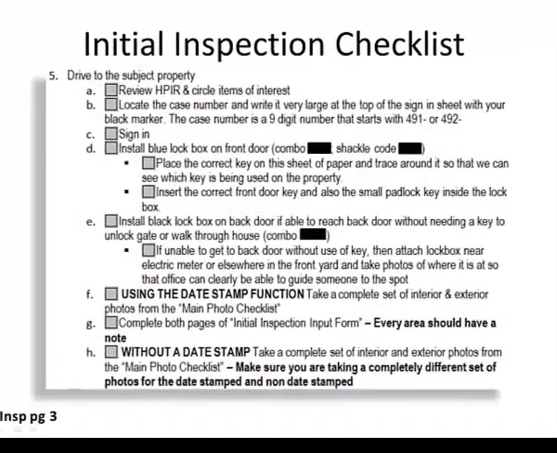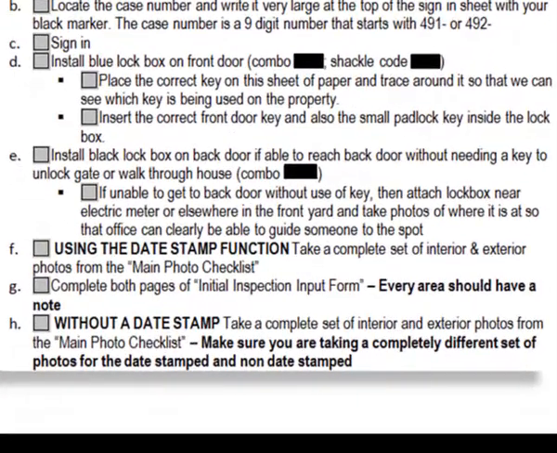Now that we've completed G, we move on to H. So without a date stamp, take a complete set of interior and exterior photos from the main photo checklist. Make sure you are taking a completely different set of photos for the date stamped and non-date stamped photos. So now we return to the same exact checklist that you've already done. It's just that this time, or last time we did it with a date stamp, this time we do it without a date stamp. So you go to the main photo checklist and you just follow the same exact checklist.